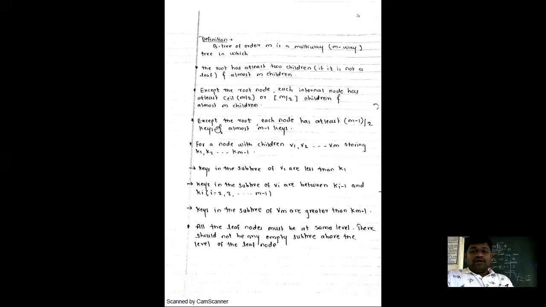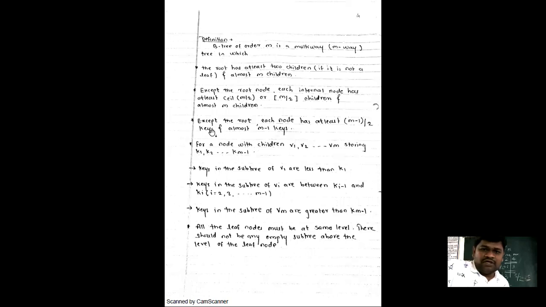So here, you need to remember these rules. Except the root node, each internal node has at least M divided by 2 children, and at most M children. At most means maximum M children, and minimum M divided by 2 children is required, right?